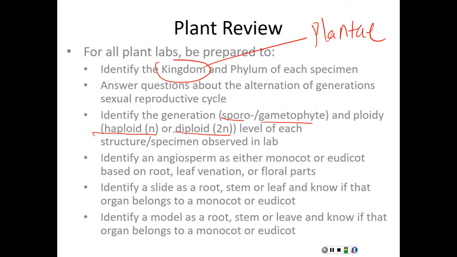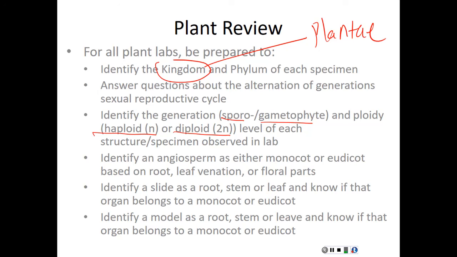The gametophyte generation is always haploid. The sporophyte generation is always diploid. So for any of the structures or specimens we looked at in lab, you might have one put in front of you and be asked, are you looking at the sporophyte or the gametophyte generation?